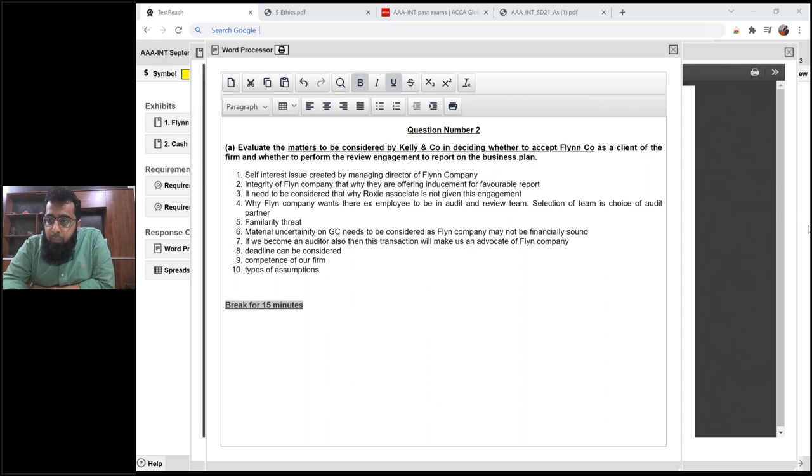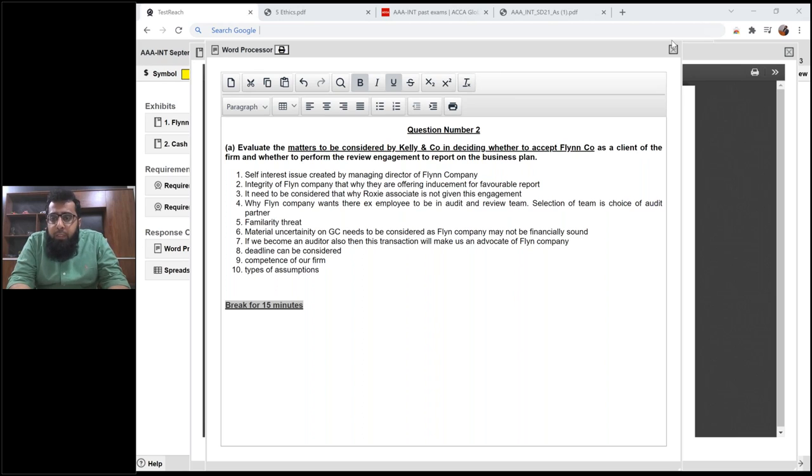Some student had asked me a question. Sir, considering they want a favorable report, we need to consider whether Flynn Company will give us access to all financial documents. Yes, they will give the access. They haven't said anything like that. They just offered us that if you give a favorable report, we will give you the entire audit engagement also. So obviously anyone who is asking for a review engagement will give you access to their documents. That would be a very basic thing to write in the examination. So let's start writing the answer.